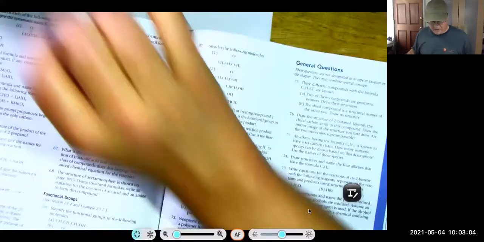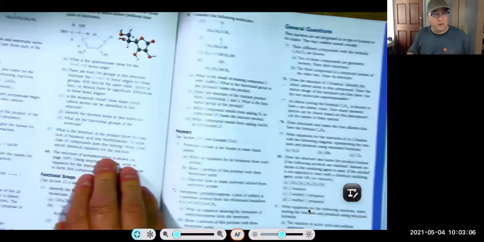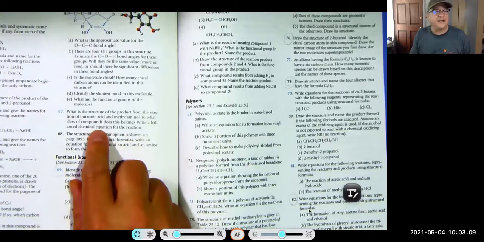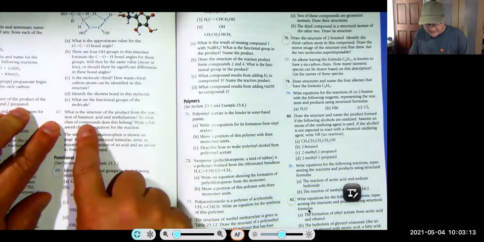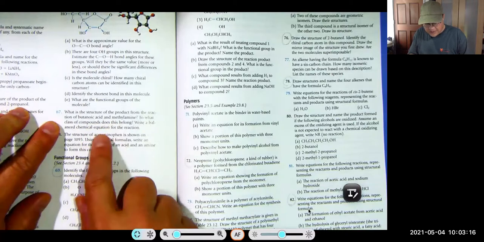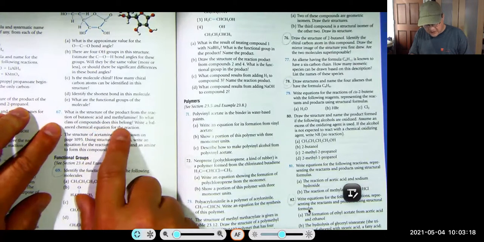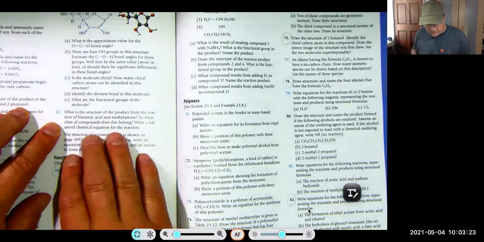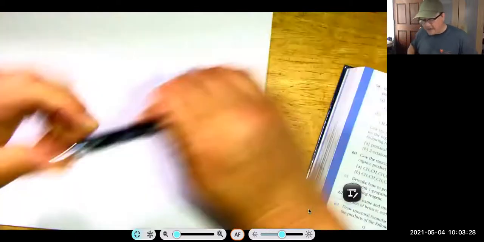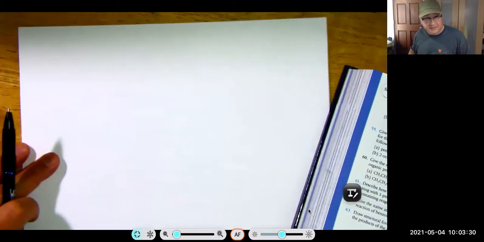Okay, so let me change my share so that people can see the question. So number 67, and this is more for people to just get their footing. I'll read it. What is the structure of the product from the reaction of butanoic acid and methylamine? To what class of compounds does this belong? Answer that for the reactants and the product and write a balanced equation for the reaction. Okay, so I'm going to write out what they want in number 67.